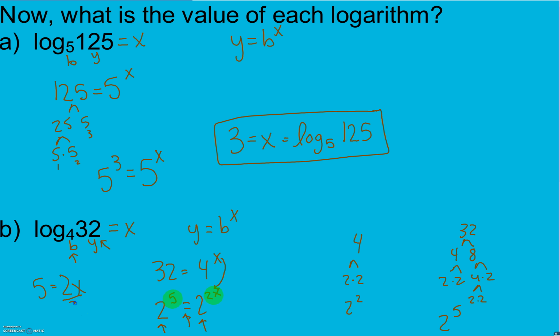To solve for x, we divide by 2, and we get x equals 5/2. So I'm going to put this over here because I'm running out of room. Log base 4 of 32 equals 5/2, because that is what our x is.